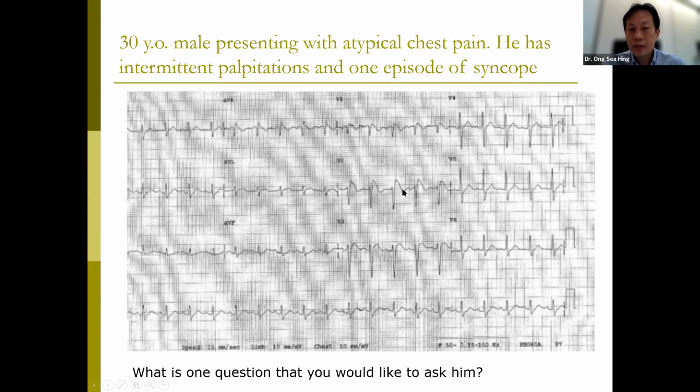And this ST elevation, what we call a coved ST elevation or a convex ST elevation. Okay, so it's a convex ST elevation, and this is a typical pattern, as you would know, of Brugada syndrome. And what is one question that you can ask? Of course, whether you have family members who have had sudden cardiac death or who require an implanted defibrillator.